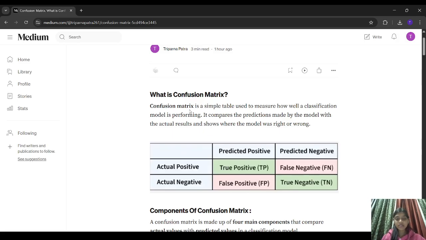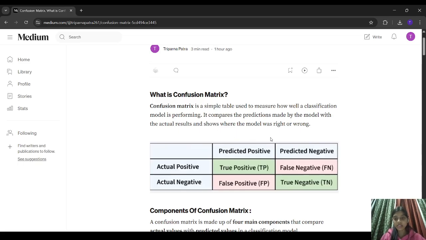Today I'm going to discuss the confusion matrix. A confusion matrix is a simple table used to measure how well a classification model is performing. It is basically the basis of AI/ML. It compares the predictions made by the model with the actual results and shows where the model was right and wrong.